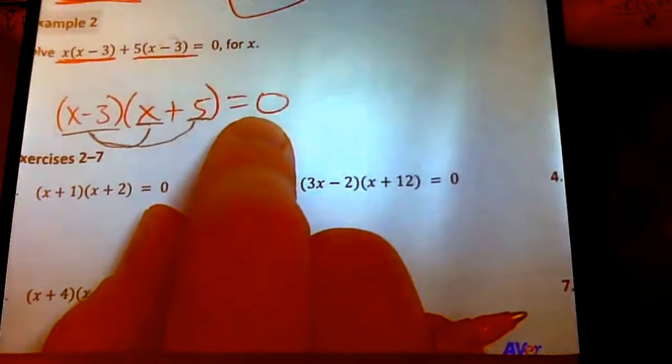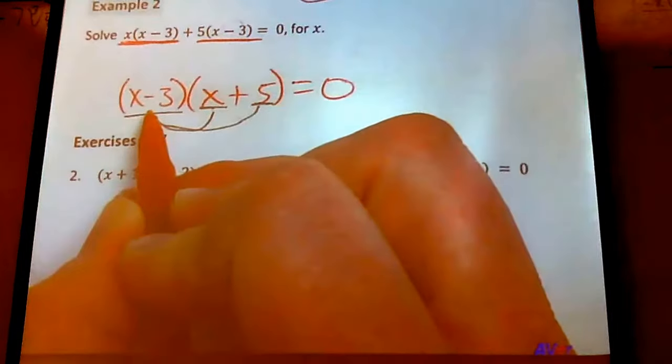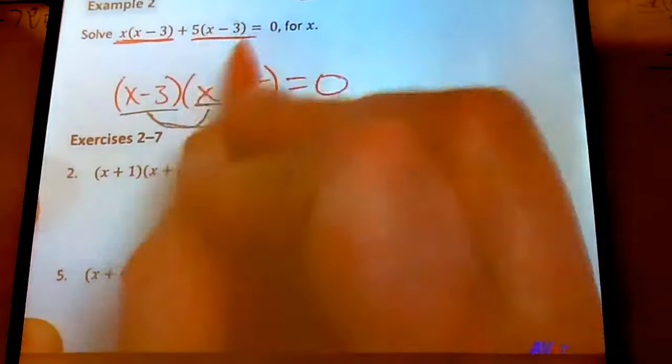Solve for x. Wait, how did you get 5? Because look right here. Oh, yeah. It's 5 times x minus 3. And I just got to think about distributive property. X minus 3 times x is this. X minus 3 times 5 is this.